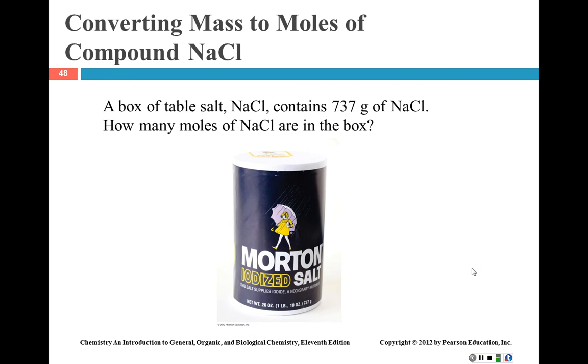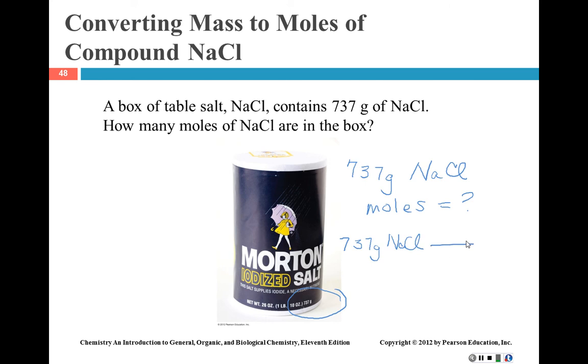So a box of table salt has 737 grams. You can actually look at these and tell. 737 grams of sodium chloride, and the question is how many moles of sodium chloride are in a box of sodium chloride or table salt. Okay, so we can do that because we're given 737 grams of salt. What we need is moles of salt. So if we know the grams of salt, we can do a conversion.